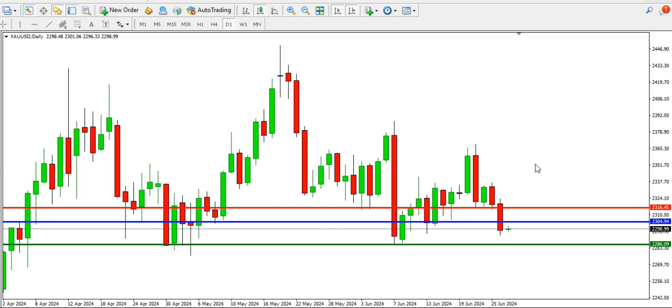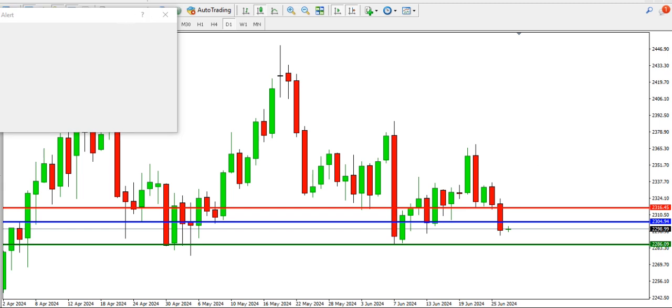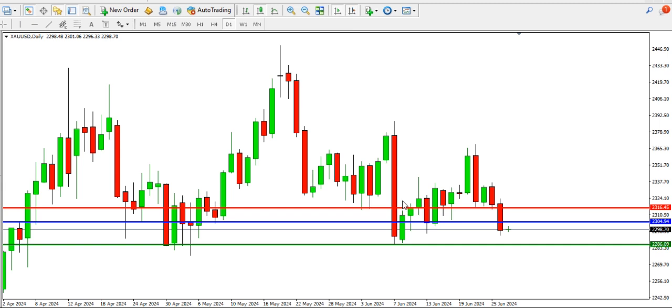I'll be starting with pivot analysis on the daily time frame. Looking at the daily time frame, we have the pivot line at 2304.94, and we have the first resistance line at 2316.45, and we also have the first support line at 2286.09. So today we expect price to drop to the first support line.